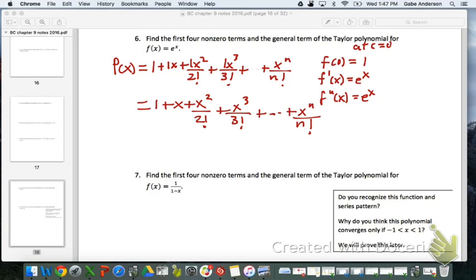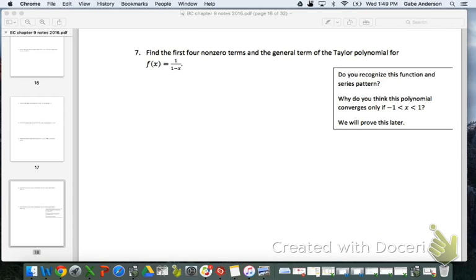Okay, so we've talked about that a couple times. That's actually how you construct it. All right, and then finally we have number 7. And number 7 is pretty unique and pretty special. So this says find the first 4 non-zero terms and the general term for the Taylor polynomial. And again, I'm going to say at x equals 0, making this again a Maclaurin.